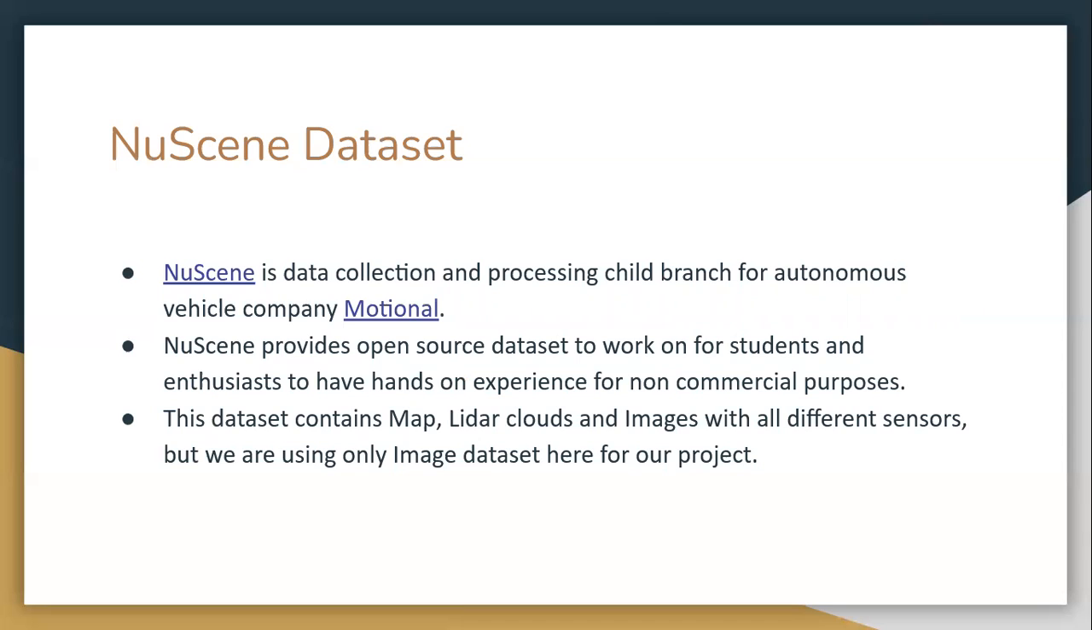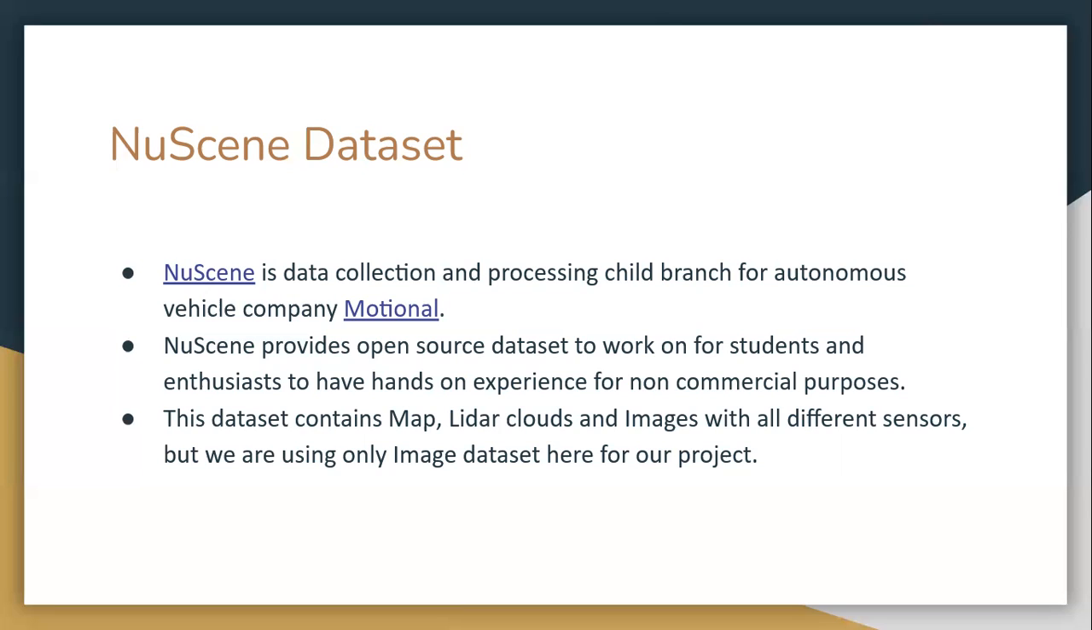Motional is shooting for L4 and L5 autonomous systems approved by the government, for which we do not need any human interaction to drive a car from one place to another. And in that technology, we definitely need a lot of object detection. They keep the dataset open source so that any student can use it and have hands-on experience, but that's not for commercial purposes.